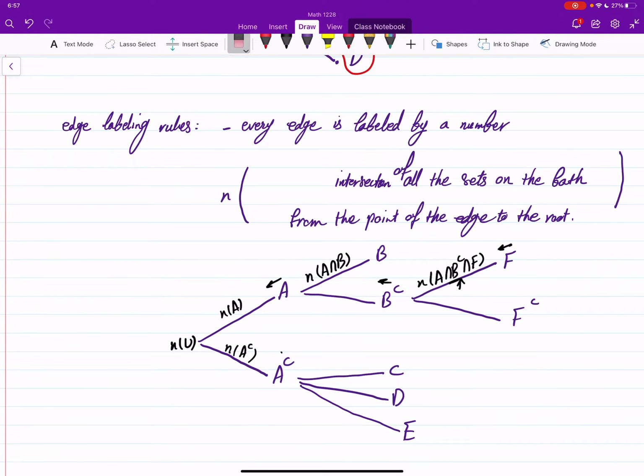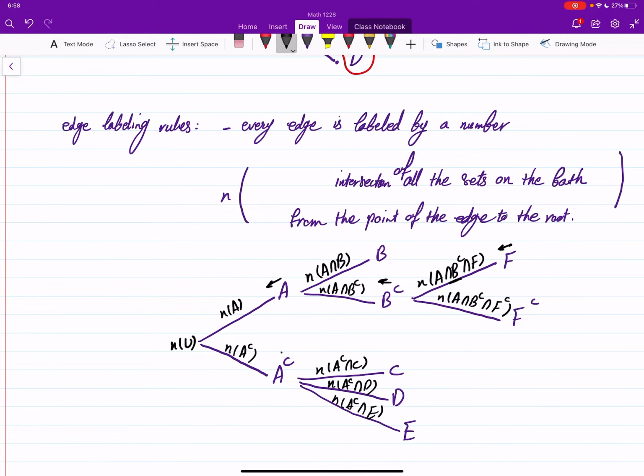For this other one down there, you can see that I have N of A, B, C, and then F, C. How about here? This will be N of A, C intersect C. This will be N of A complement intersect D. This is N of A complement intersect E. All those labels make a counting tree that we can use to find our numbers.